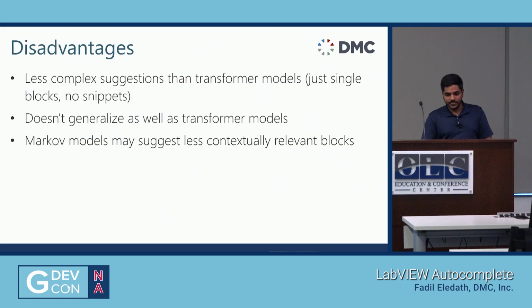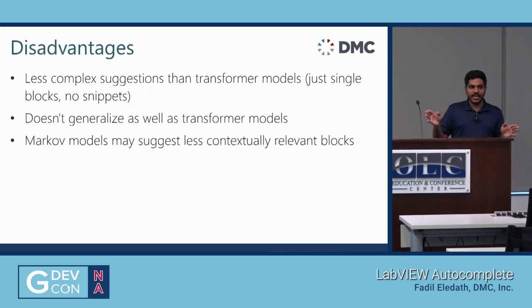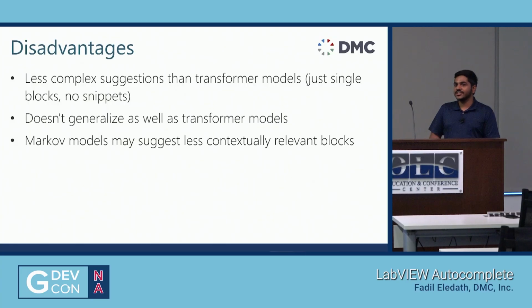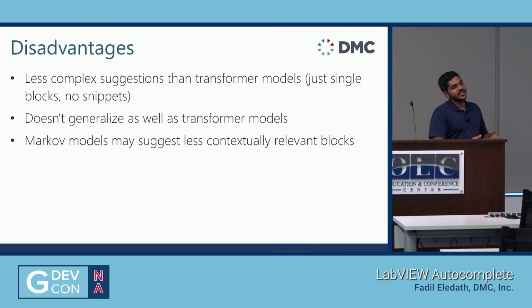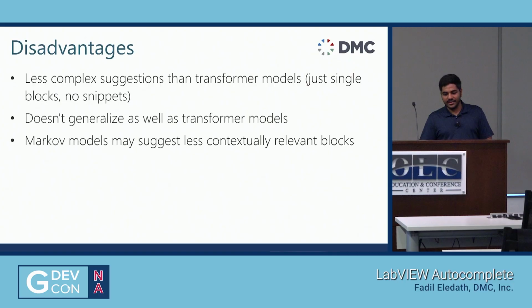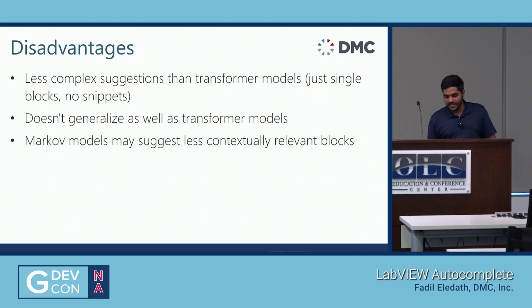And yeah, disadvantages: the suggestions are less complex than transformer models. So if you really want good, contextually relevant snippets of code suggestions that take into account the rest of the VI, this will not replace something like Nigel or Jake AI. I'm not sure of the full feature set, but those will always suggest more contextually relevant suggestions. It doesn't generalize as well, and yeah, it's less contextually relevant.